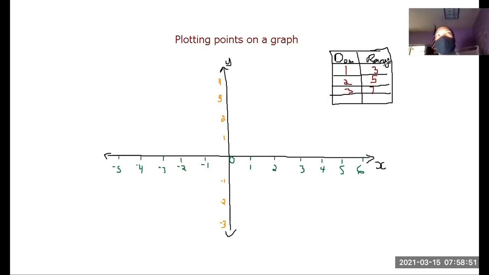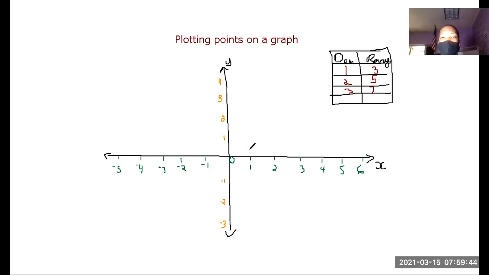So then to plot my first point, the first one says 1, 3. So I'm going to plot that point. I'm going to find 1 on the x-axis, which is right here, because remember, domain means x. And then I'm going to find 3 on the y-axis. And 3 is up here.